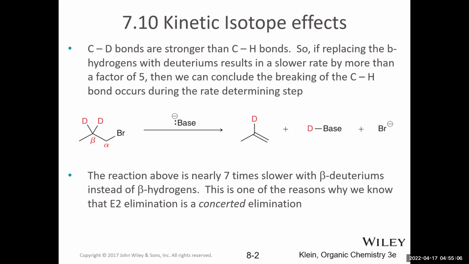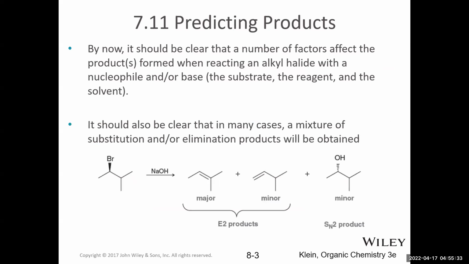In this particular reaction, the E2 reaction was 7 times slower when the beta hydrogens were replaced with deuterium. So this is one of the reasons why we conclude that this reaction is a concerted mechanism and that the base is involved in proton transfer and the breaking of that carbon hydrogen bond or carbon deuterium bond in the rate determining step.